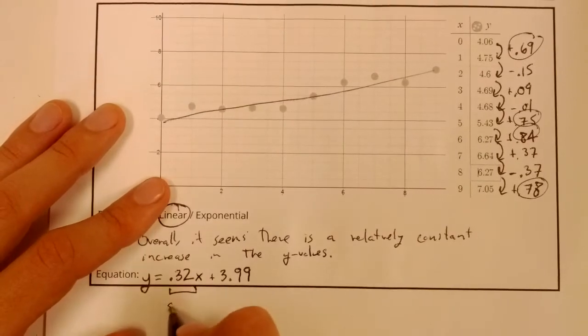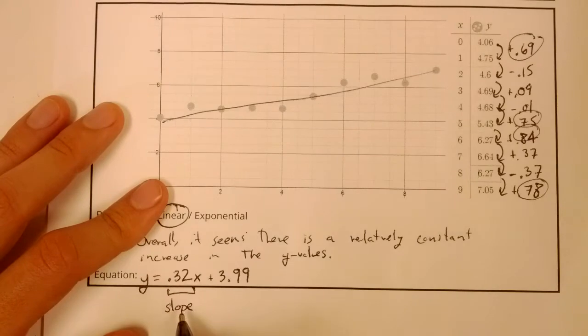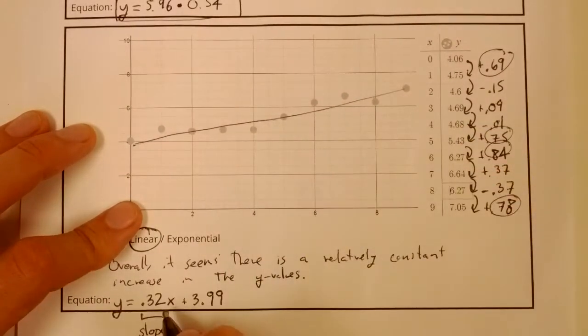This right here would be my slope. And that's saying for every time I increase the x value by 1, like I am in this table, the y value is increasing by roughly 0.32.